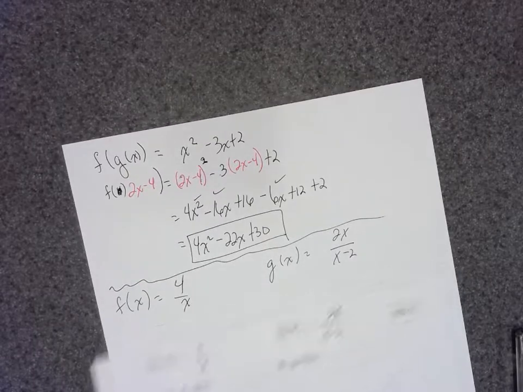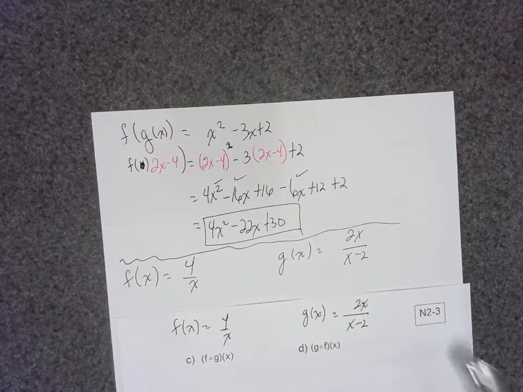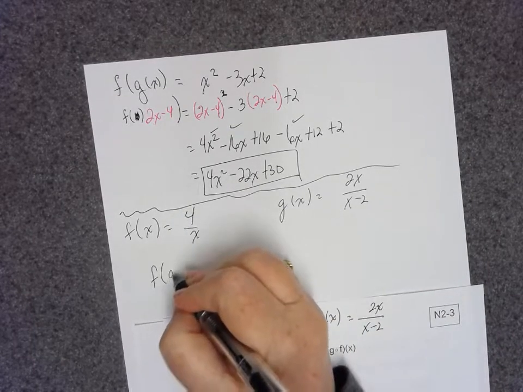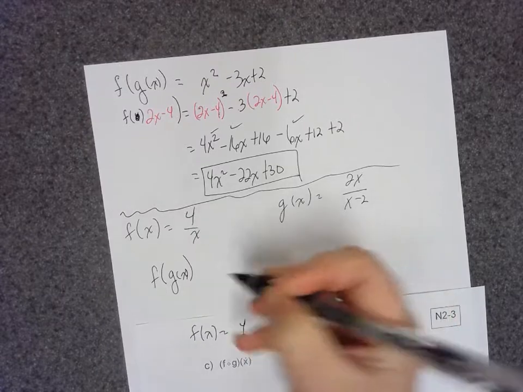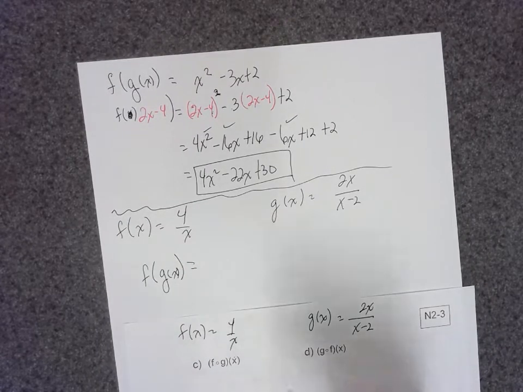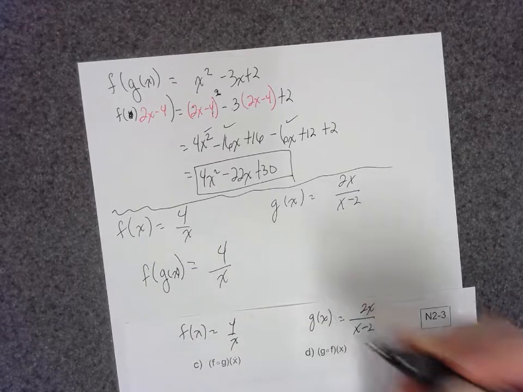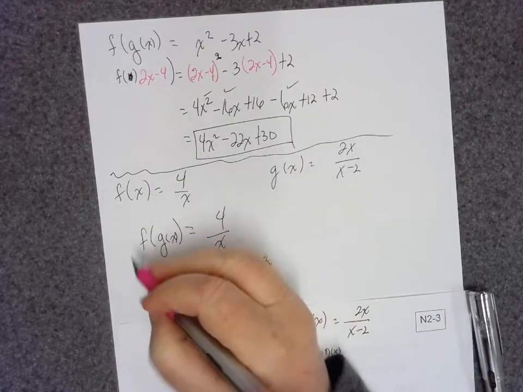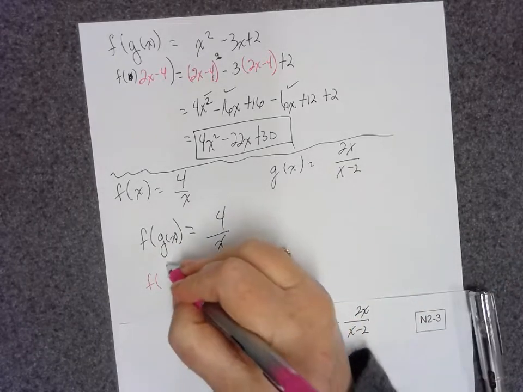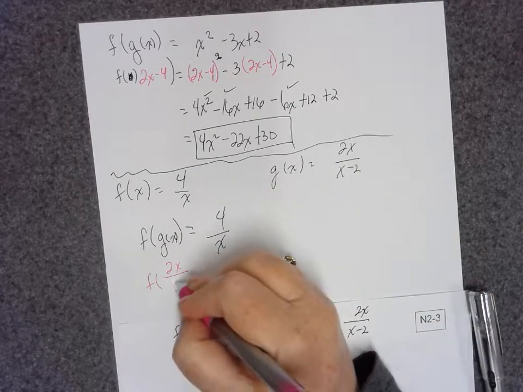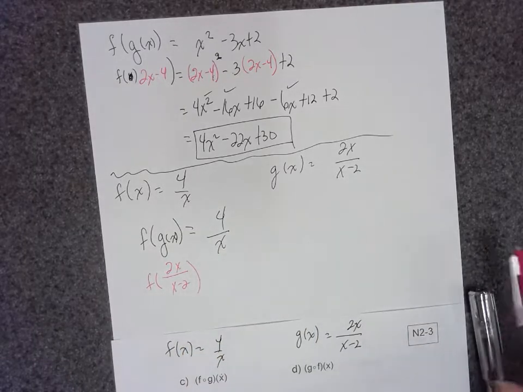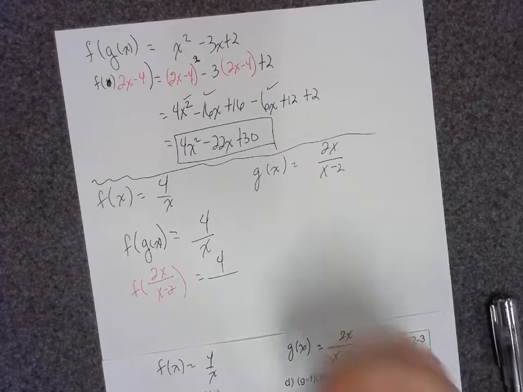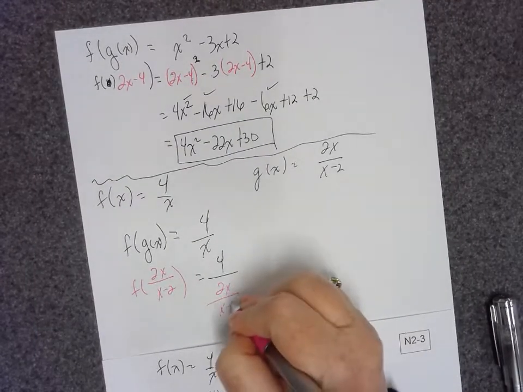Again, they don't give me a lot of space. So we're going to take our f of g of x. We take our f of x, which is 4 divided by x, and everywhere I see x, I'm going to put instead g of x. So f of 2x over x minus 2. It's going to look like this: 4 over 2x over x minus 2.